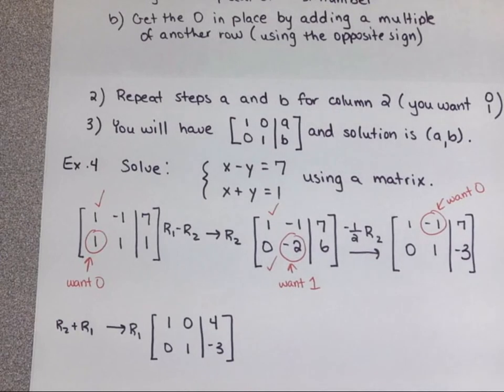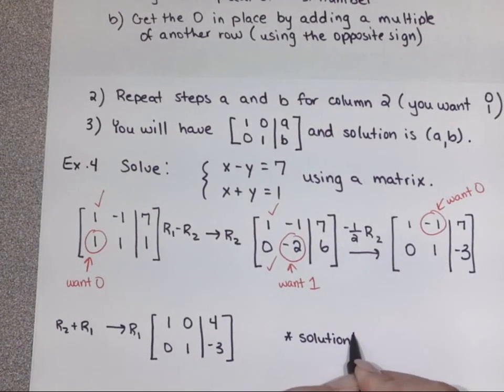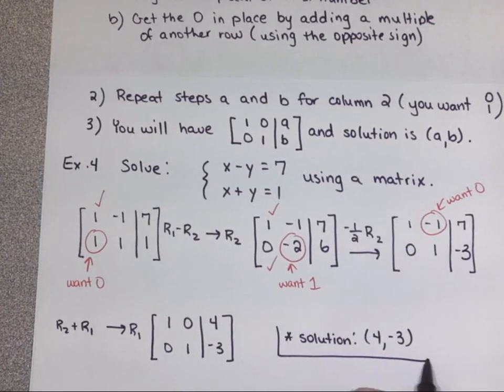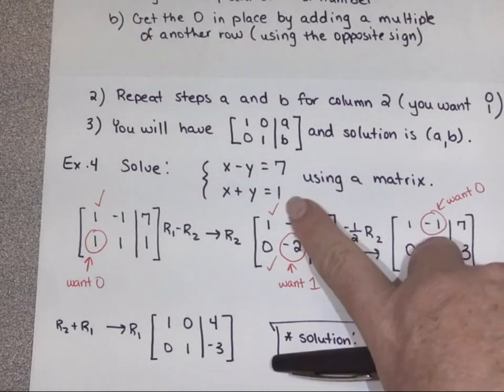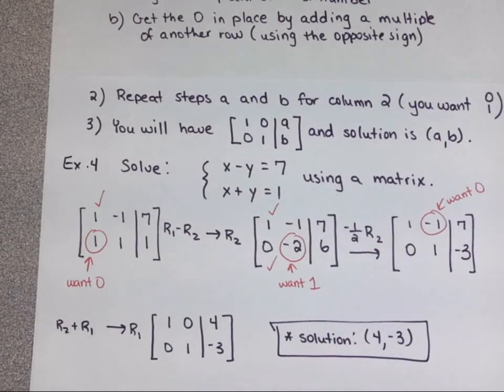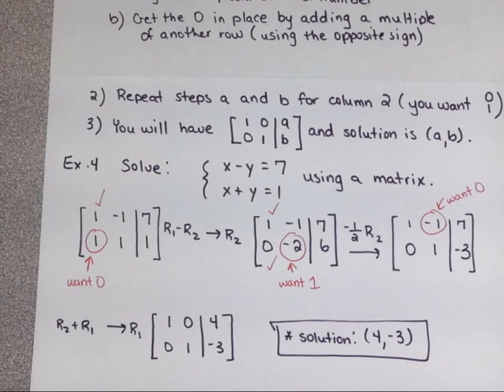Okay, so then what's our solution? Now that we made the matrix look reduced, now we can tell that the solution is what? 4 comma -3, okay? Okay, notice if we wanted to, couldn't we plug that in and check to see if it works here, okay?